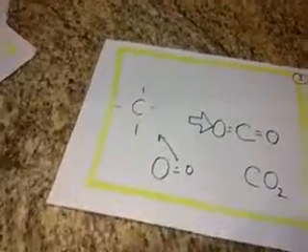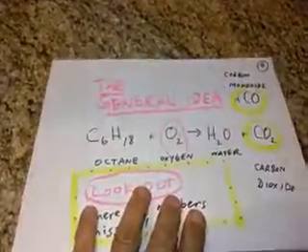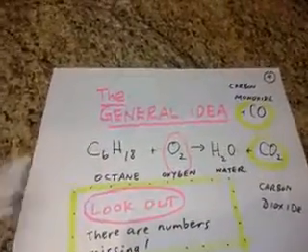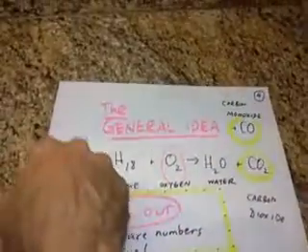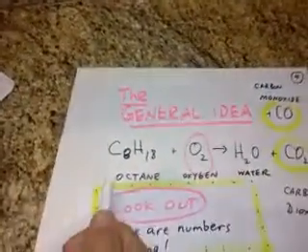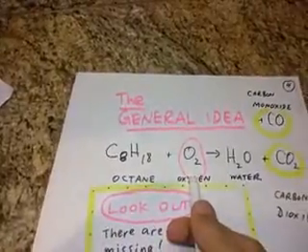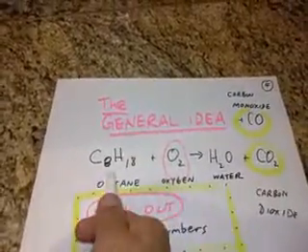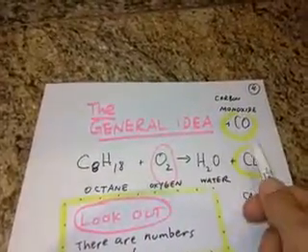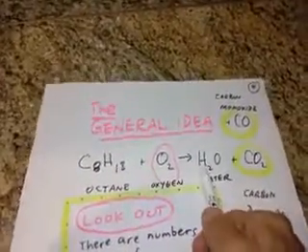Now, the general idea is that you have the 8 carbons, right? Sometimes we have to get the numbers right here. And you combine them with oxygen. That's the gasoline. There's the oxygen. After it burns, you get carbon dioxide and water.